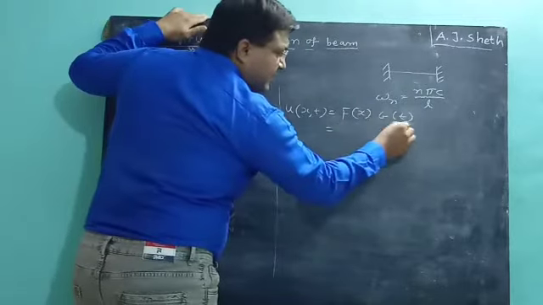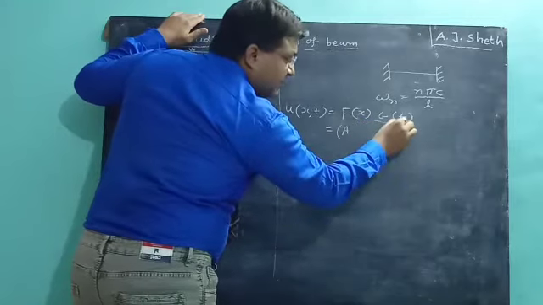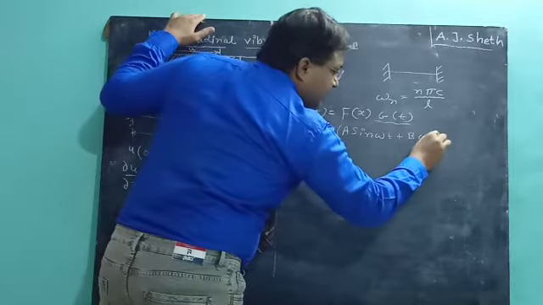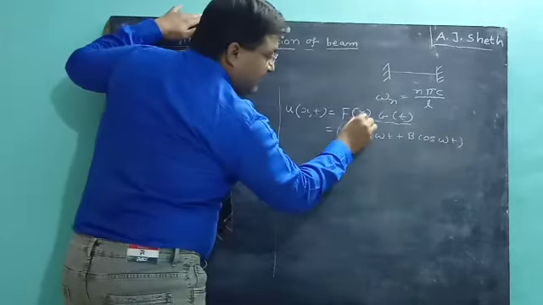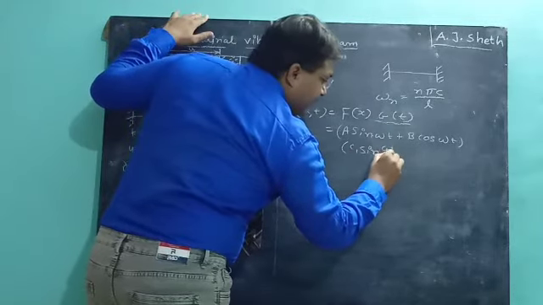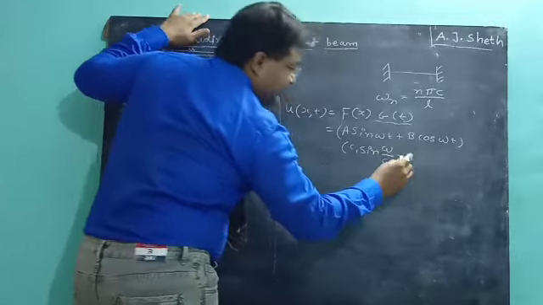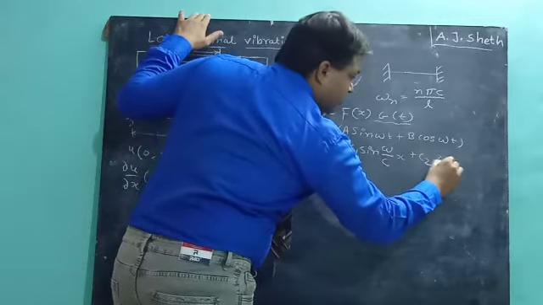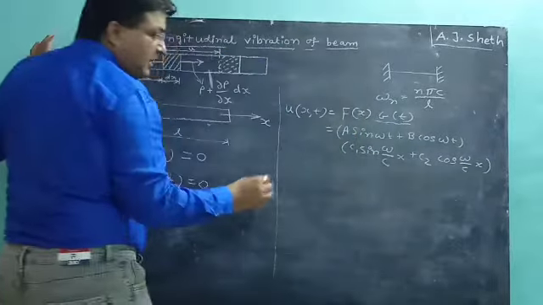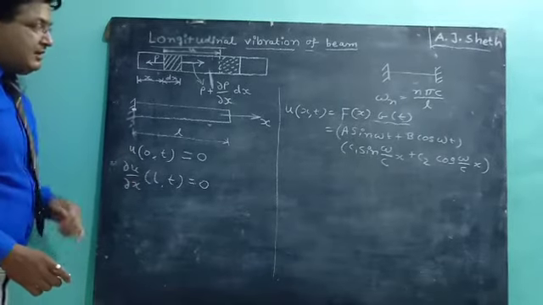First of all, let us write down this g(t) form, which is the solution with respect to time: a sin omega t plus b cos omega t, and the function of x: c1 sin (omega by c) x plus c2 cos (omega by c) x. These two are in multiplication. Now let us put the boundary conditions one by one.